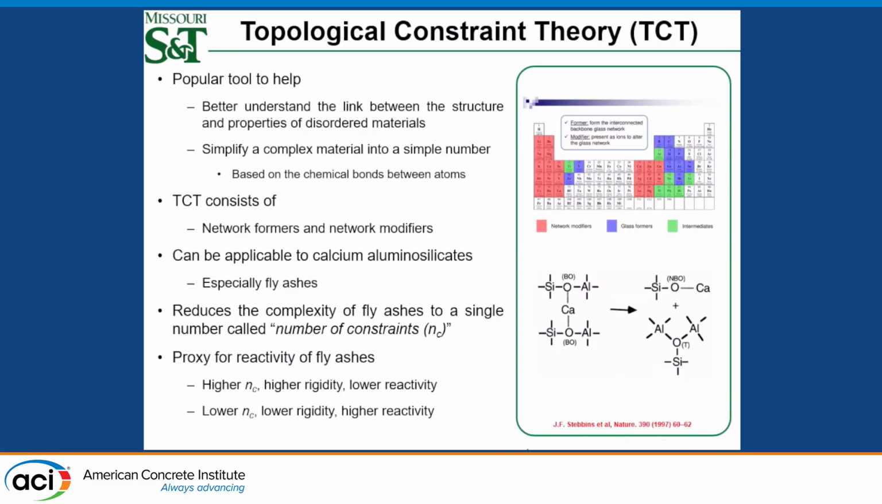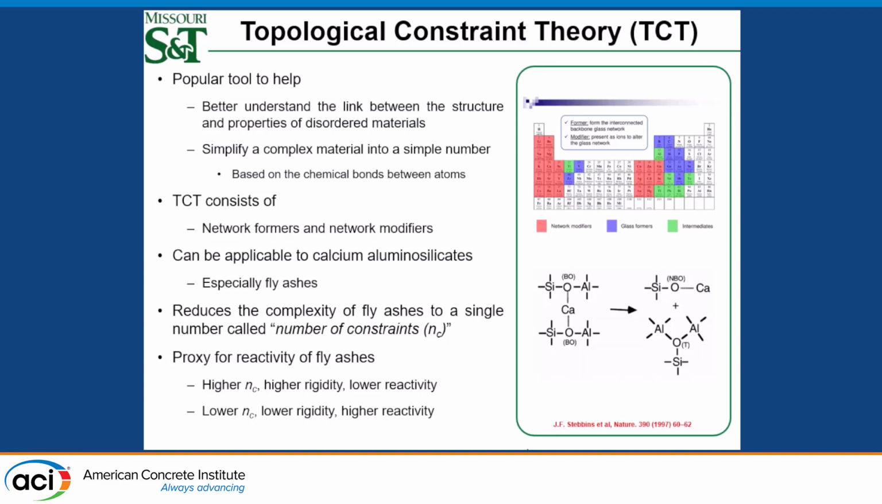topological constraint theory. This theory basically talks about how microscopic changes within a system can affect the macroscopic properties. The topological constraint theory consists of two parameters called network formers and network modifiers. The network formers are Si and Al atoms, whereas network modifiers are alkali metals. The more network formers you have, the more rigid the structure will be. The more network modifiers you have, the weaker your structure will be. Now, since these are applicable to calcium aluminosilicates, we can apply them to fly ashes.